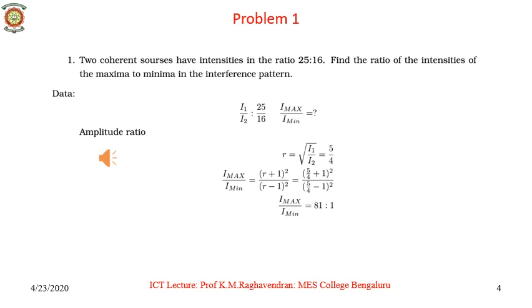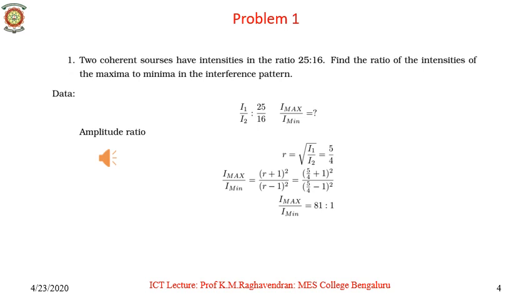It says two coherent sources have intensities in the ratio 25:16. Find the ratio of the intensities of the maxima to minima in the interference pattern. So the data given obviously is that I1 by I2 is equal to 25/16 and we have to find I max by I minimum. Recall that we can write R, which is the ratio of the root of the intensities I1 to I2, as 5/4.